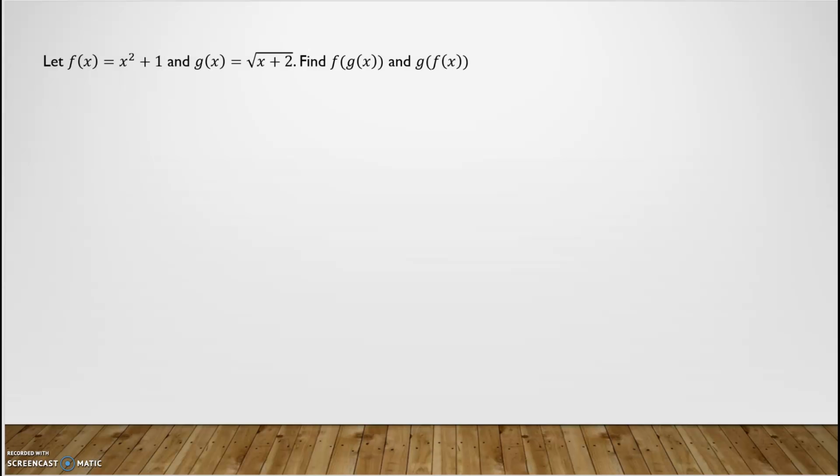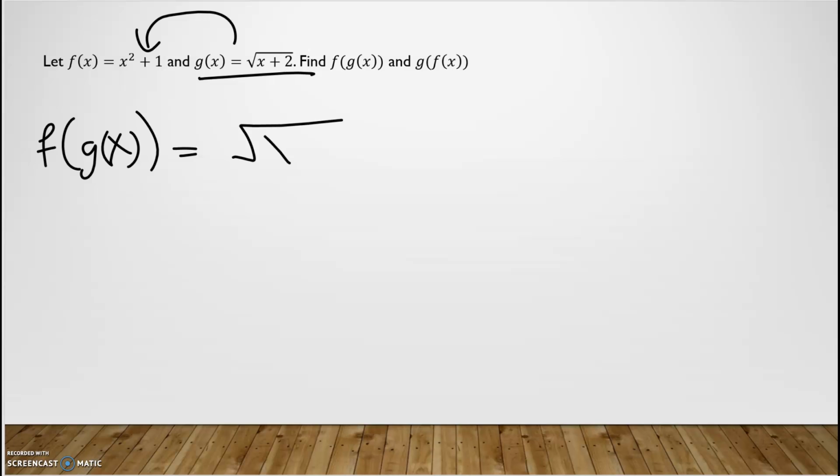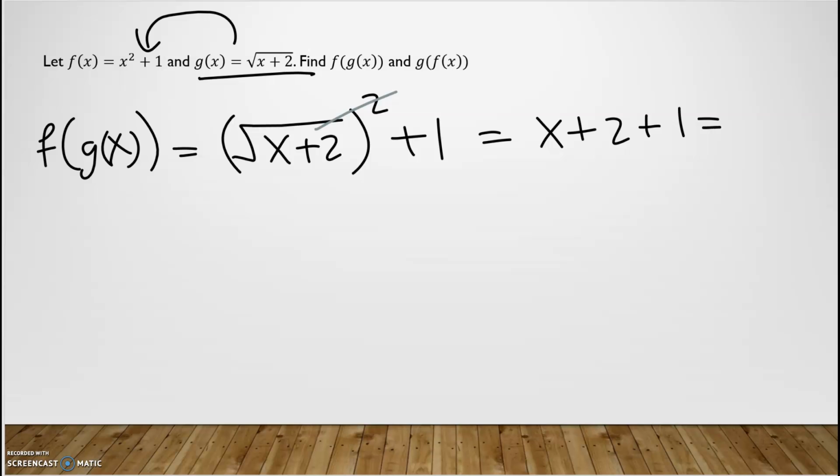Okay, so f is going to be x squared plus 1. g is going to be square root of x plus 2. First, we're going to find f of g of x. So that means we're going to take g and plug it into f. So wherever I see an x within f, I'm going to replace that with my function for g, which is the square root of x plus 2. So this is going to be not x squared, but the square root of x plus 2, that whole thing squared, plus 1. Now I've got a square root and a square. These two things cancel each other out. So I'm left with x plus 2 plus 1. So that is x plus 3.